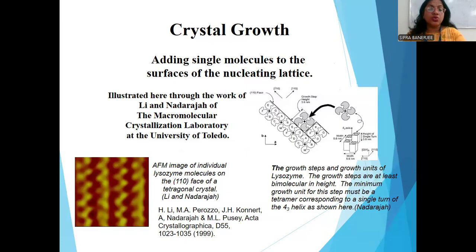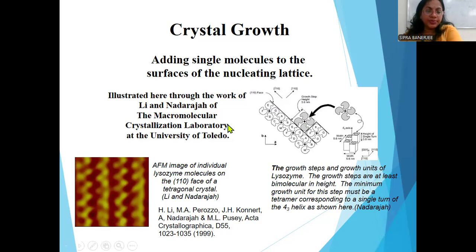Going to the crystal growth stage: adding single molecules to the surface of the nucleating lattice. Suppose this is a diagram of a lysozyme molecule, the tetragonal crystal. See on the right side you can see the tetragonal structure. So different crystals may have different structures. First of all you can add the seed crystal. They may be of tetragonal or hexagonal structure. And after the hexagonal structure has been added to the substance, other crystals will come.